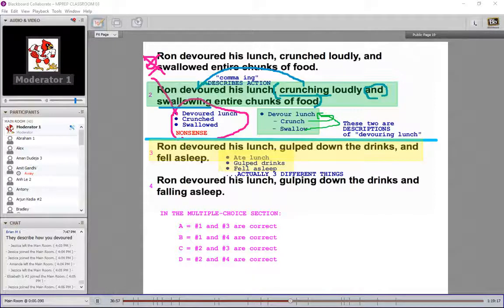The structure of number 4 is exactly the same as the structure of number 2, but it doesn't make any sense. Because number 4 is written like, okay, you devour your lunch. And then as a sub-point of that, you gulp drinks. And then there's another sub-point of that, you fall asleep. What? It doesn't make any sense. Falling asleep is not part of eating lunch. You could make a case that gulping drinks might be, but this is nonsense because they're supposed to be different things. A modifier doesn't make any sense here.